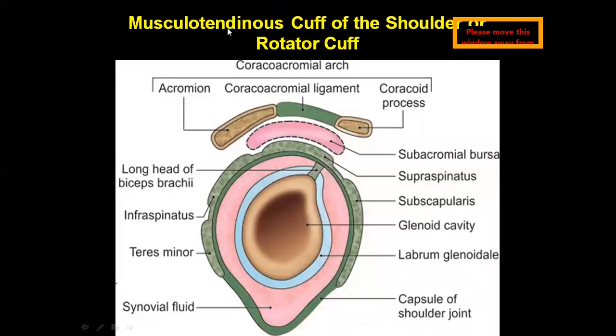You can see exclusively this musculotendinous cuff or the rotator cuff. This is the glenoid cavity, around which we have the capsule of the shoulder joint. I'm not discussing the other names; you will be discussing them with the shoulder joint, so you need not worry about them now. So what are the muscles around the capsule of the shoulder joint? SITS: supraspinatus, infraspinatus, teres minor and subscapularis. So this forms a cuff around the shoulder joint. You call it the musculotendinous cuff, shoulder cuff or the rotator cuff.